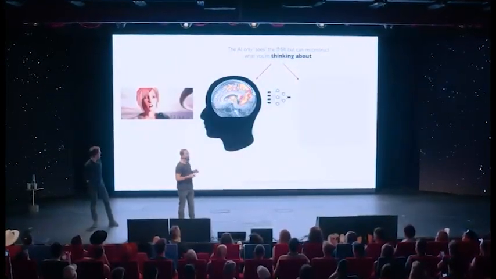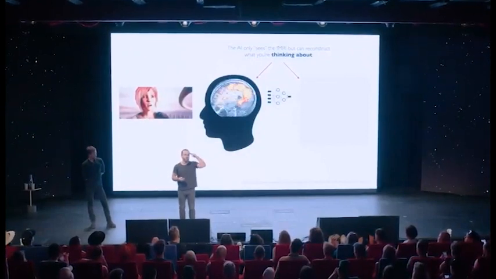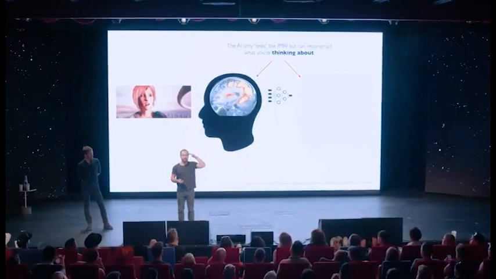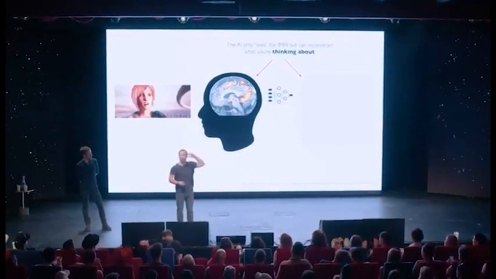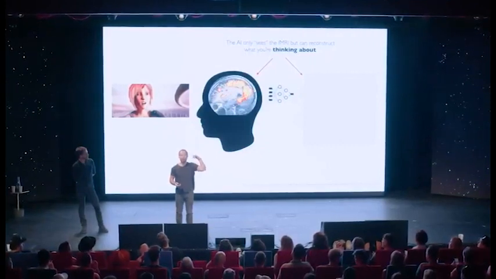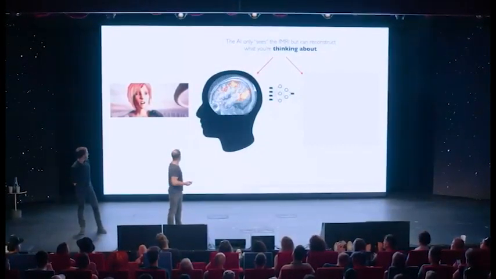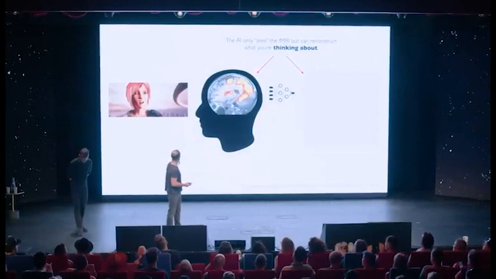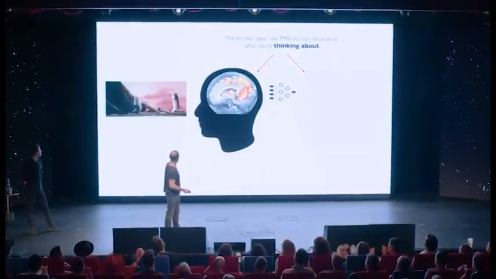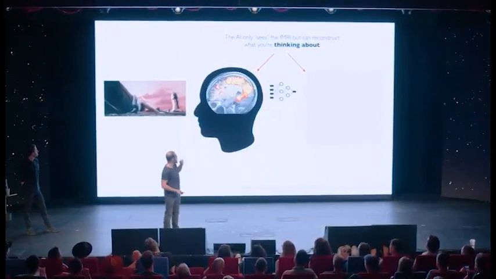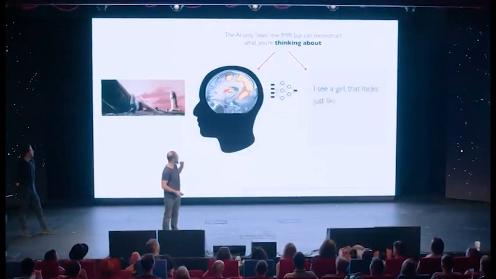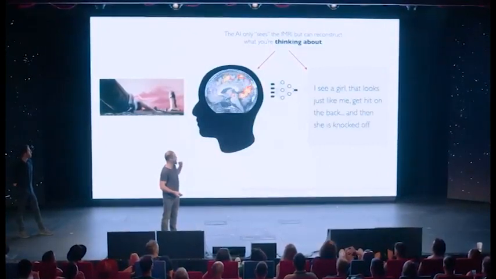In this one, they asked, can they understand the inner monologue, the things you're saying to yourself in your own mind? Mind you, by the way, when you dream, your visual cortex runs in reverse, so your dreams are no longer safe. But we'll try this. They had people watch a video and just narrate what was going on in the video in their mind. So there's a woman, she gets hit in the back, she falls over. This is what the computer reconstructed the person thinking: "See a girl, looks just like me, get hit in the back, and then she is knocked off."